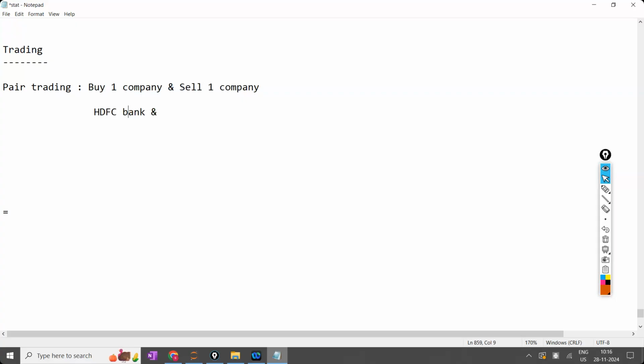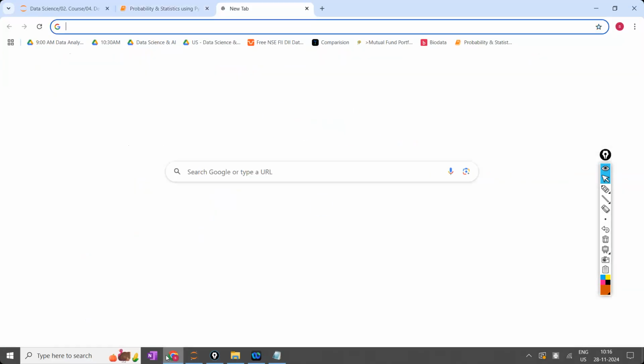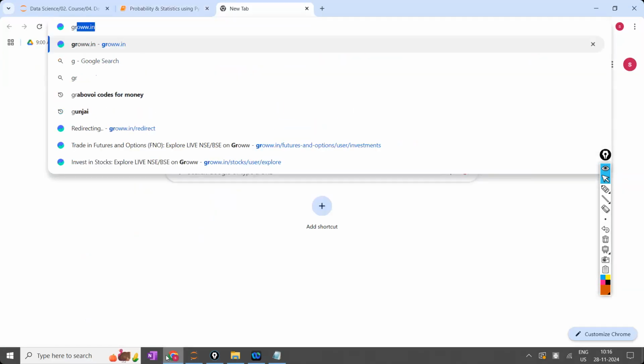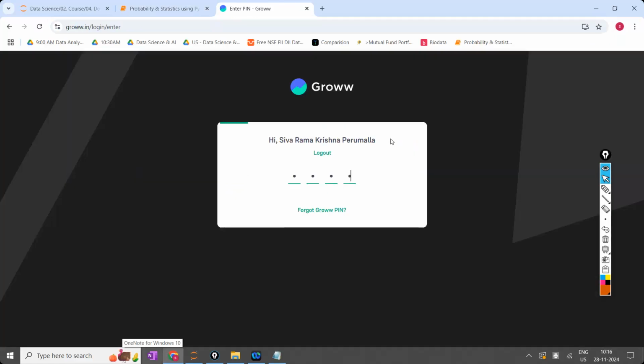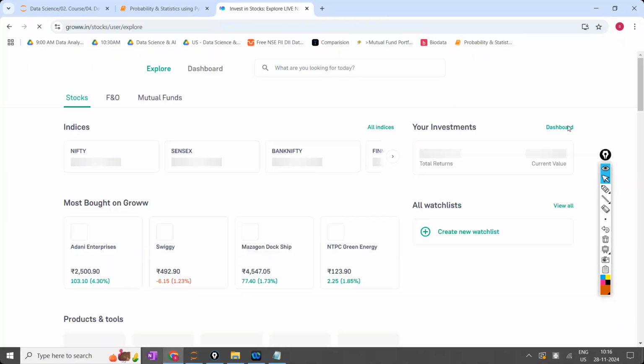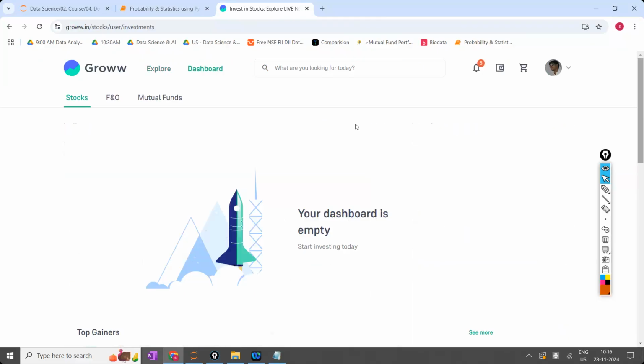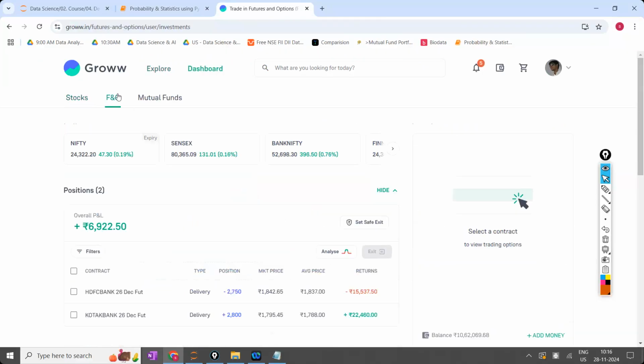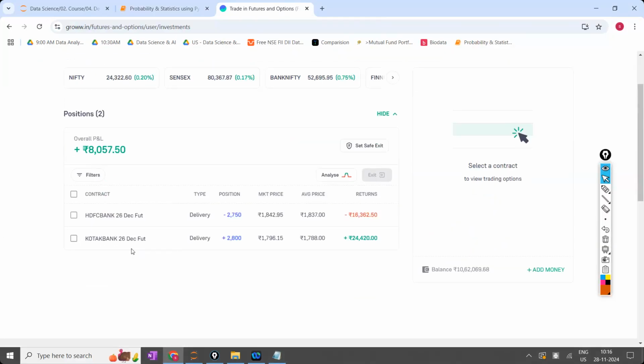Let me check my positions, which I have taken today. It might be negative or it might be positive, guys. I'm not saying that I will get everything positive, but accuracy is comparatively high. I'm not saying 100% accuracy. As of now, it is showing some 7,000, but you can see clearly Kotak Bank, which is plus 2,800 shares for me.